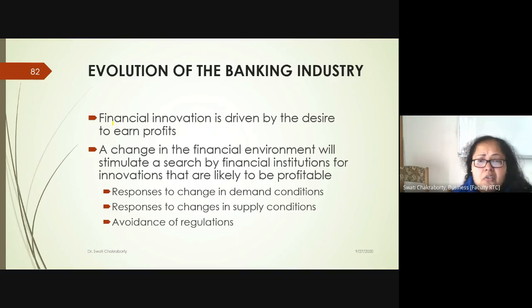Now, financial innovation is actually driven by the desire to earn profits. That's why innovation happens. Any change in the financial environment will result in a search by the financial institutions for innovations which would be more profitable, right? When you change the financial environment, what will happen? The financial institutions start looking for new ways they could earn profits. These are basically because there is a change in the demand conditions, to respond to the change in supply conditions, and also avoidance of regulations, to avoid all sorts of regulations.